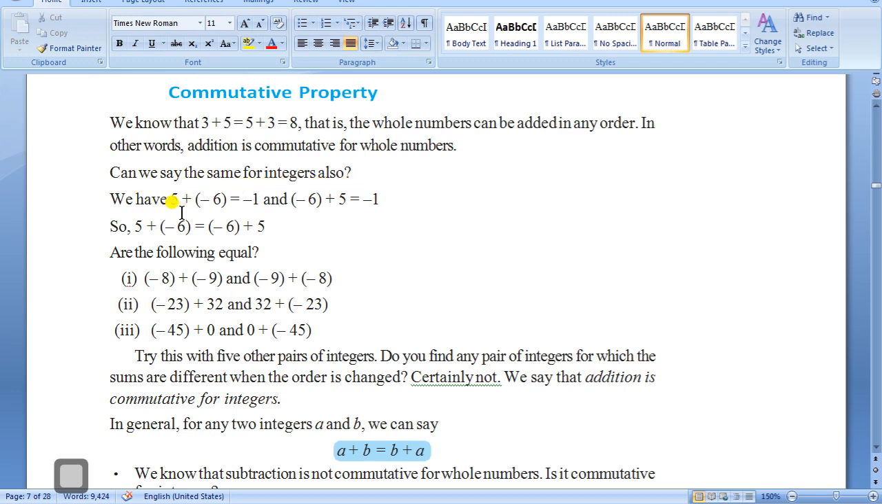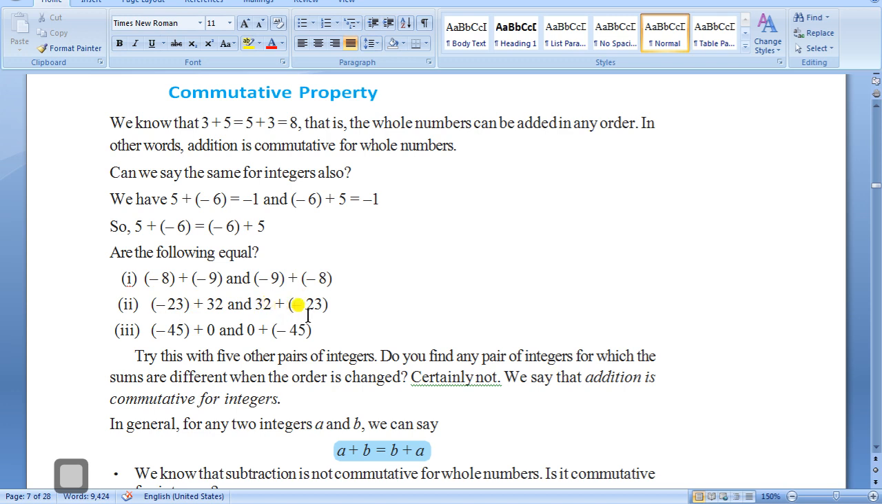Can you say the same for integers also? We have 5 plus minus 6 is minus 1, and minus 6 plus 5 is equal to minus 1. So 5 plus (minus 6) is equal to minus 6 plus 5. Are the following equal? Minus 8 plus minus 9 and minus 9 plus minus 8.